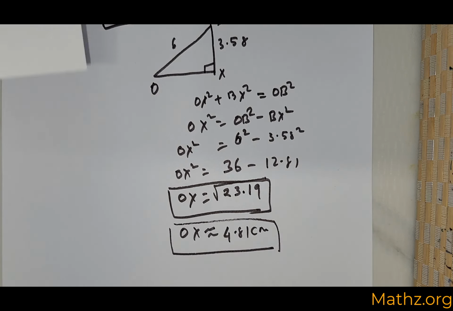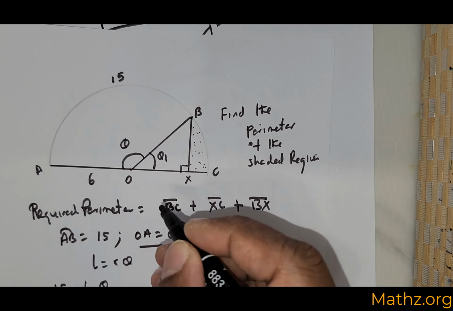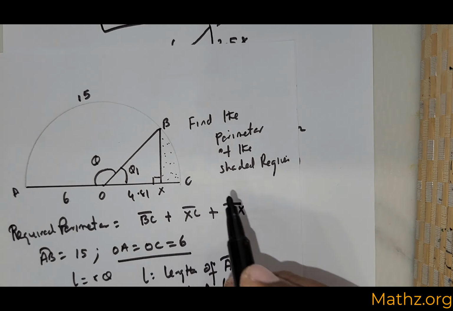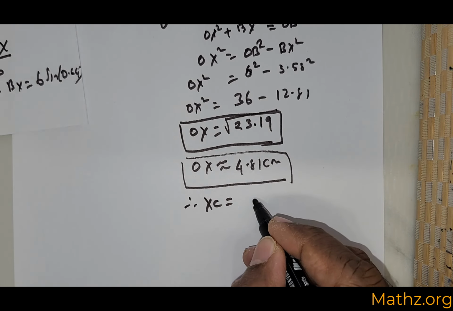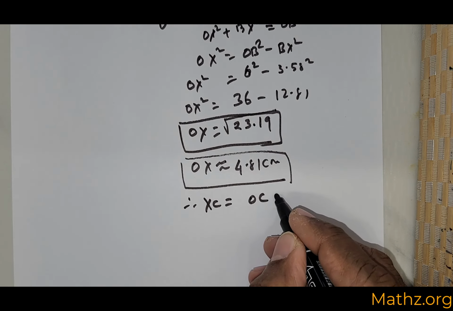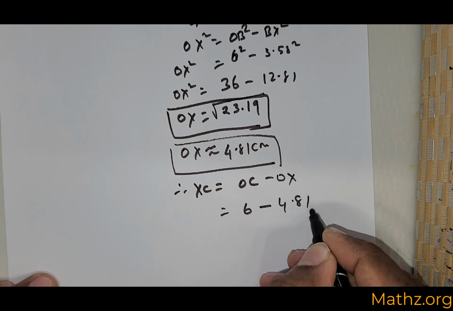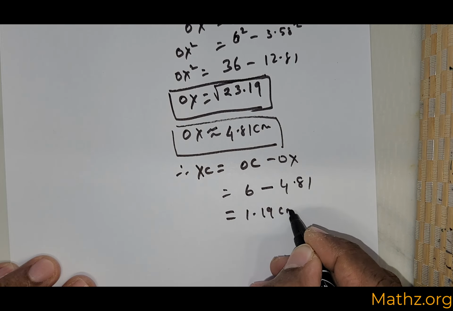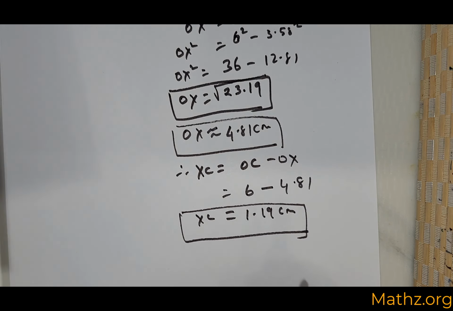Now let me go back to the figure. So this point is 4.81. Now you need to get XC. So XC is equal to, from OC you subtract OX. But what is OC? OC is 6 units. From 6 you subtract 4.81. That would give you 1.19 cm. So this is my XC. Okay, so I've got XC. Let me go back to the figure.